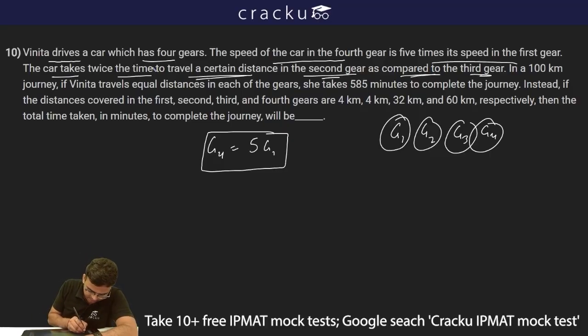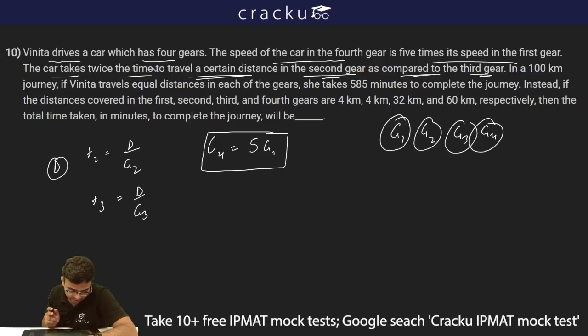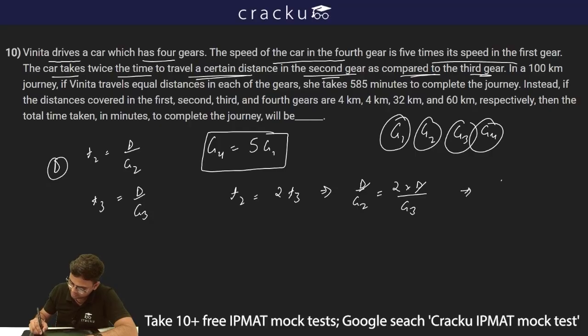So let's say it is covering a distance D. Then the time taken in 2nd gear, T2, will be D by G2, and in 3rd gear, T3 will be D by G3. It is given that the car takes twice the time to travel a certain distance in 2nd gear as in 3rd gear. So T2 will be twice T3. Thus I can write D by G2 equals 2 into D by G3. D will get cancelled, and thus G3 will be equal to 2G2.